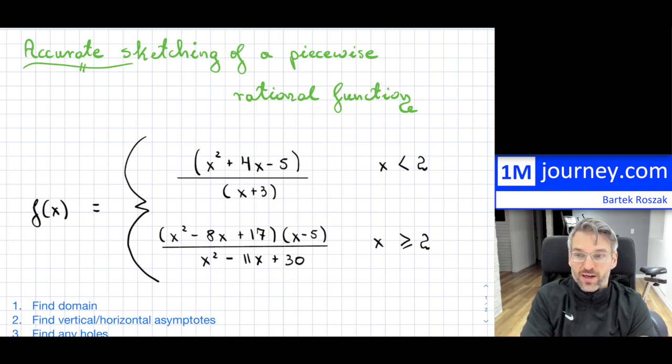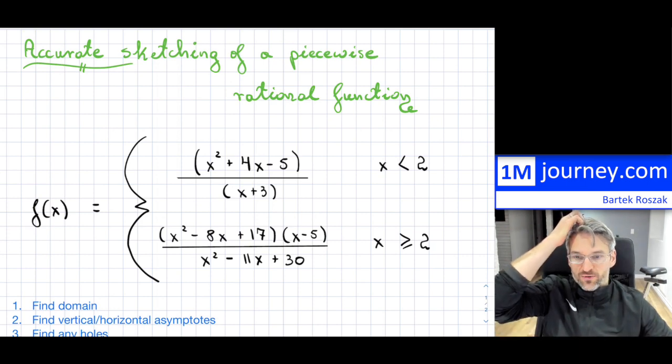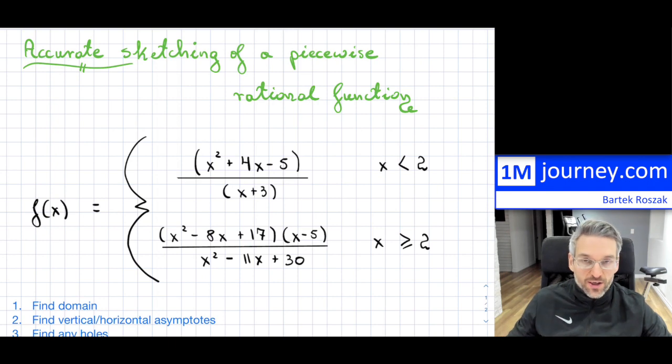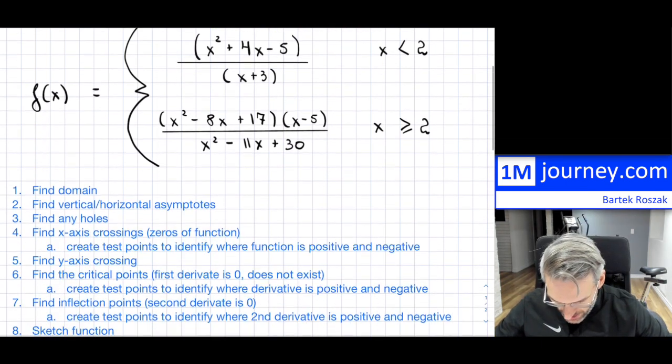Now this is a piecewise function, so you'll notice that it's defined on the left of 2 in one way, and then on the right of x is equal to 2 in another way. And both of these are not the easiest ones because they're rational, so we have to worry about numerous aspects. Let's get started and see if we can sketch it one by one. So here are the steps that I follow.